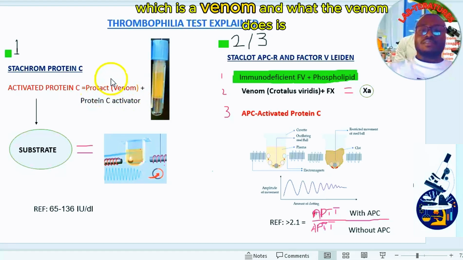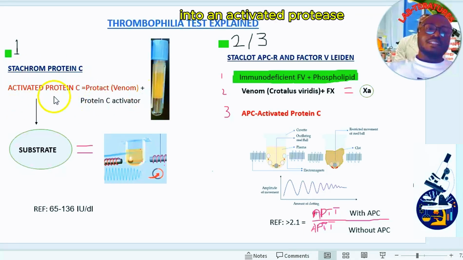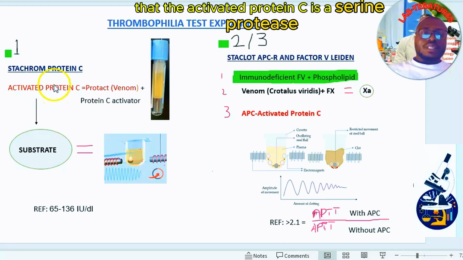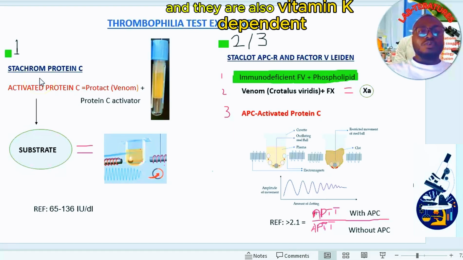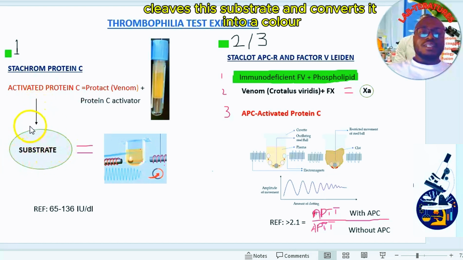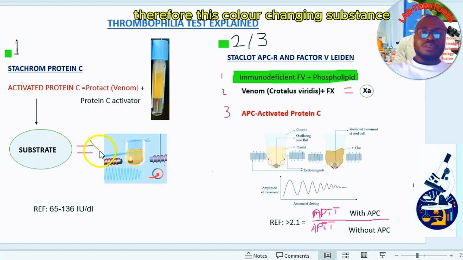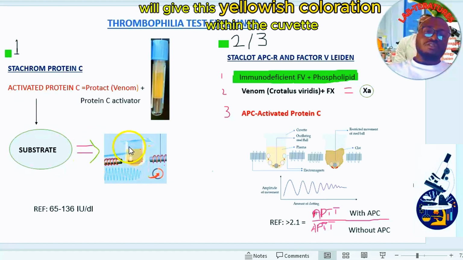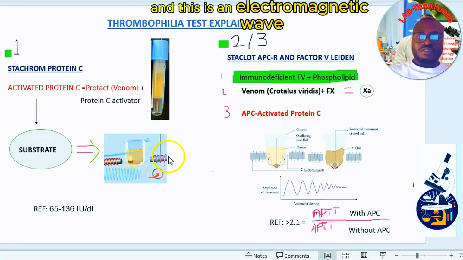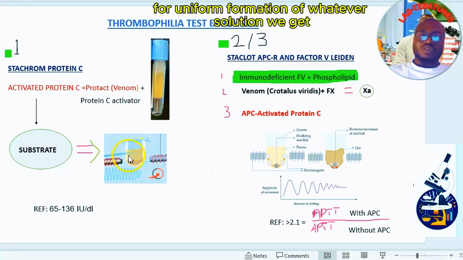What the venom does is convert the protein C available within the patient plasma into an activated protein C. And remember that the activated protein C is a serine protease, just like protein S, and they are also vitamin K dependent. As a serine protease, the activated protein C cleaves this substrate and converts it into a color. This is a color-changing substance used as a substrate. Therefore, it will give this yellowish coloration within the cuvette, and an electromagnetic wave controls the movement of this ball for uniform formation of whatever solution we get in here.